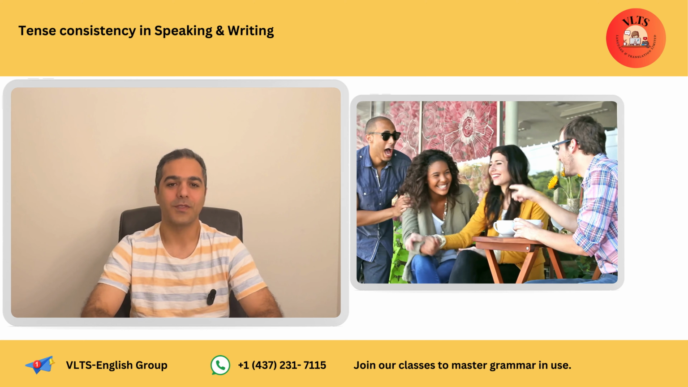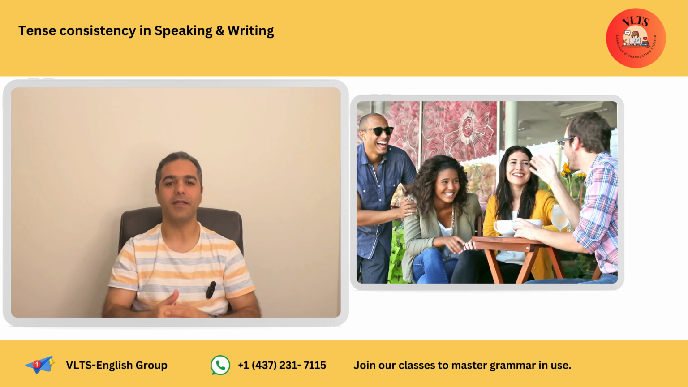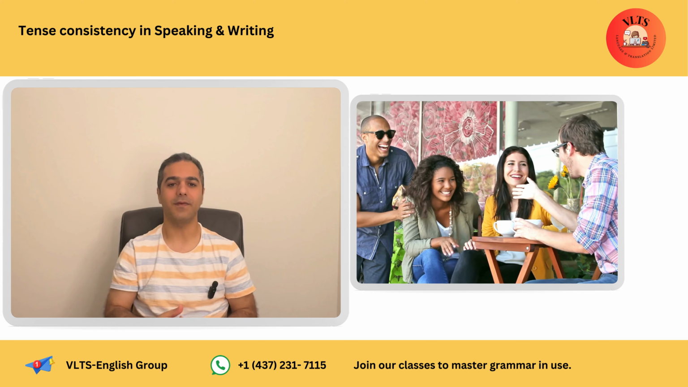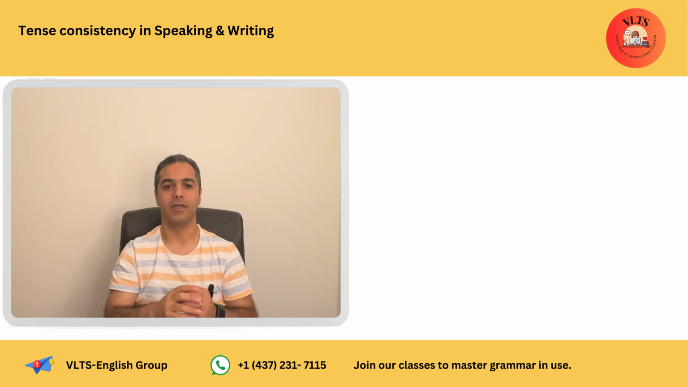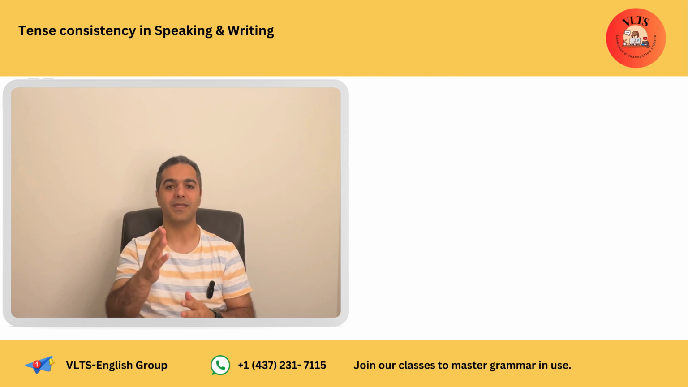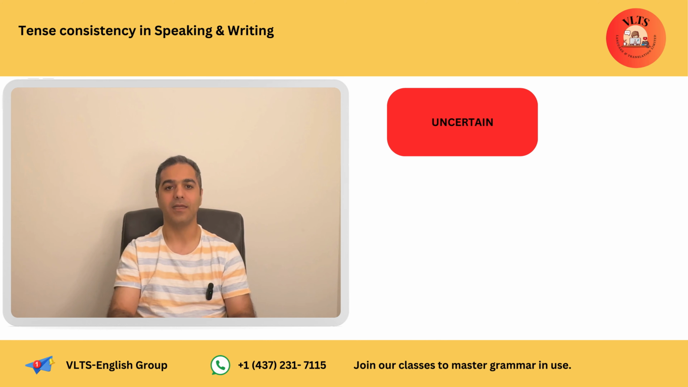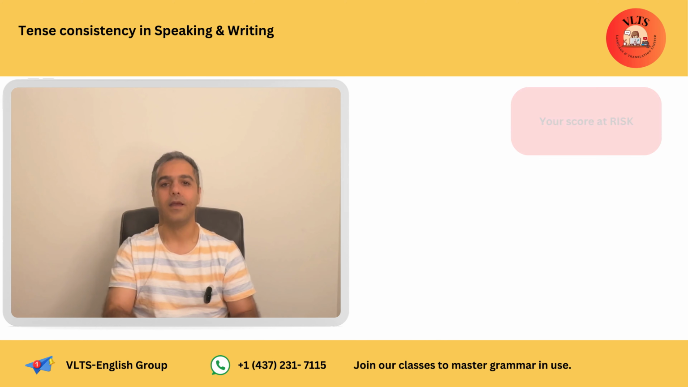Imagine you're halfway through a story and suddenly your listener looks confused. The flow of your narrative has been disrupted not by what you said, but by how you said it. Now, picture this happening during a high stakes exam like IELTS, CELPIP, or PTE. You're confident in your ideas, but inconsistent tenses cause your message to stumble, leaving your examiner uncertain and your score at risk. Let's say you're taking the IELTS speaking exam.